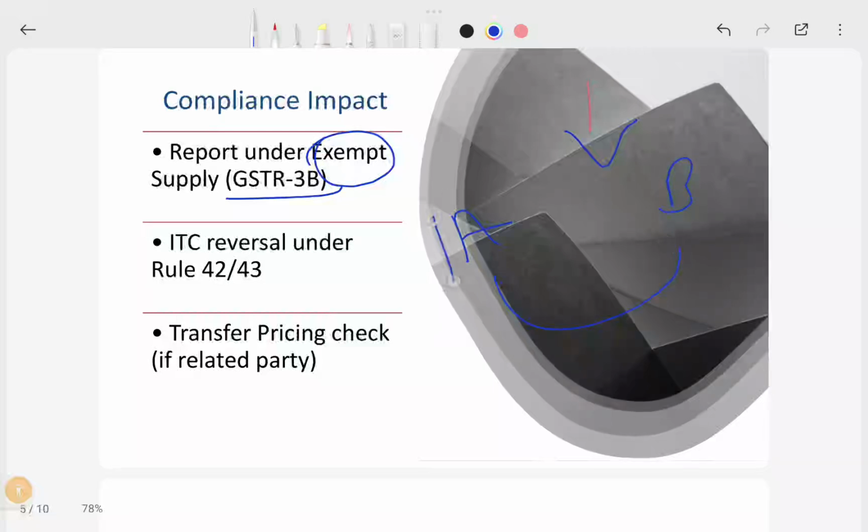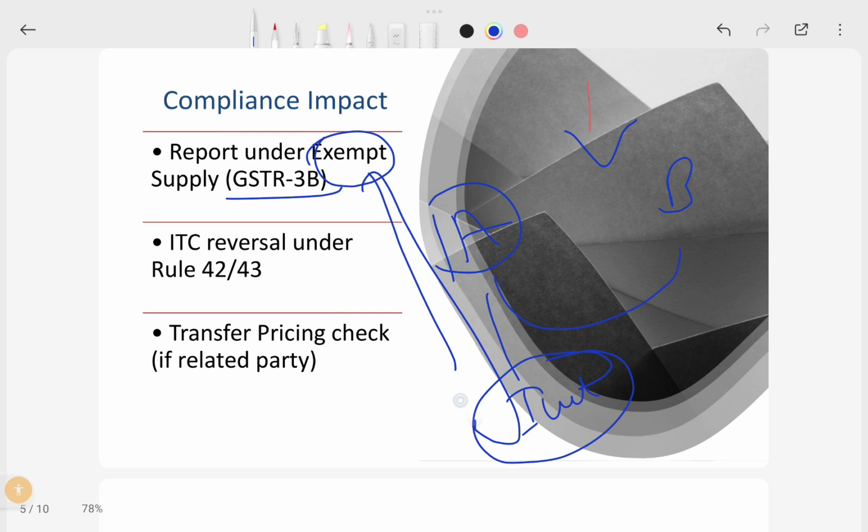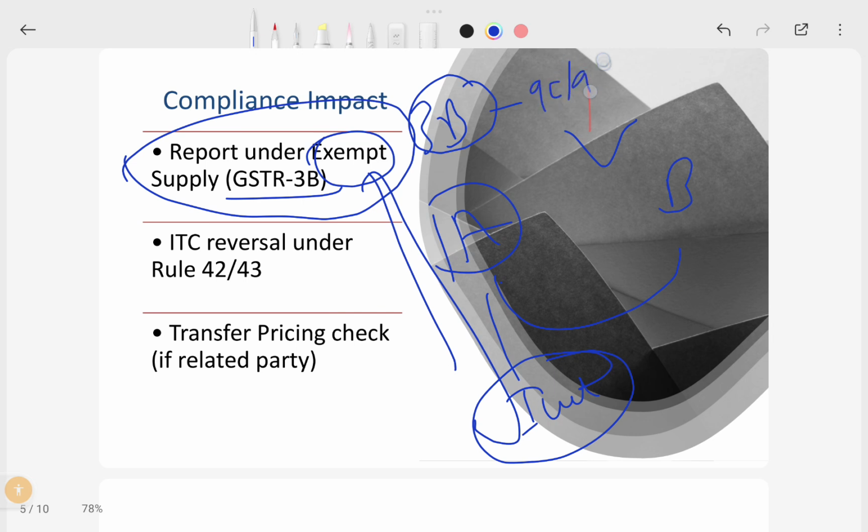So in company A, it is revenue only; interest revenue will come, right? That interest revenue has to be shown as an exempt income. Generally most of the companies will ignore this point. So they don't show it in the GST 3B return, and later they reconcile it in the 9C or 9 returns. So that could be a problem for corporates. Please understand this compliance impact in the case of interest.